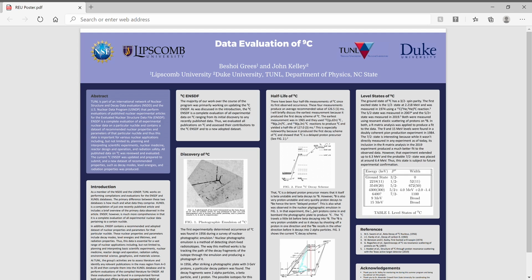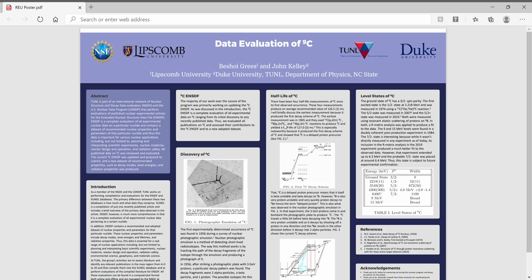What we found was that Carbon-9 was discovered in 1956 through a survey of nuclear photographic emulsion. Basically, after striking a photographic plate with 3 GeV protons, they found a decay pattern that had 2 alpha particles, a beta particle, and a proton. At that time, they determined that the possible 2 isotopes for this were either Carbon-9 or Beryllium-9. However, Beryllium-9 is a stable isotope, and so it was determined that this was the first occurrence of Carbon-9.